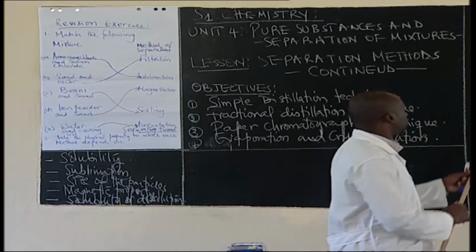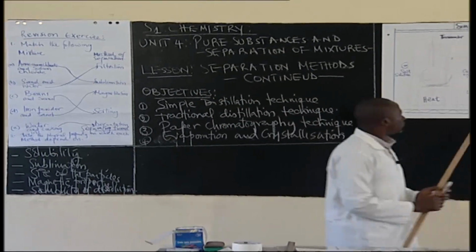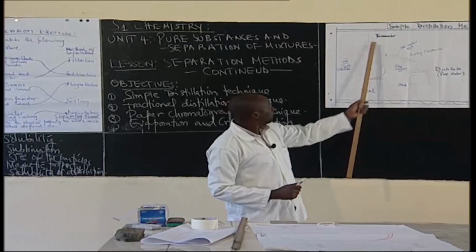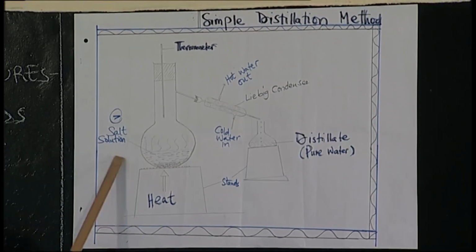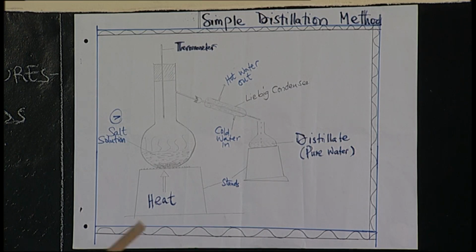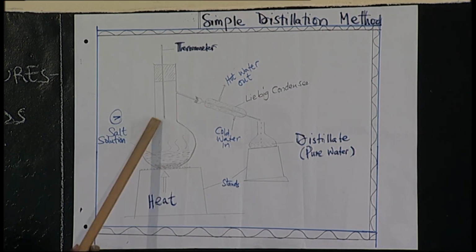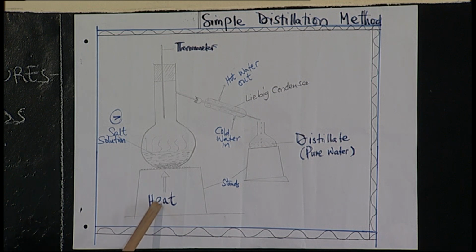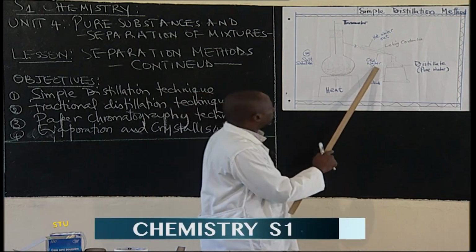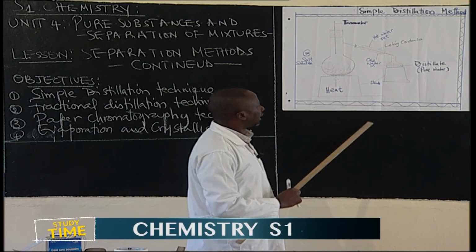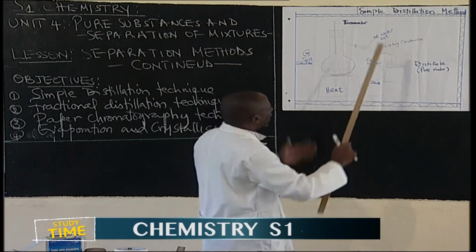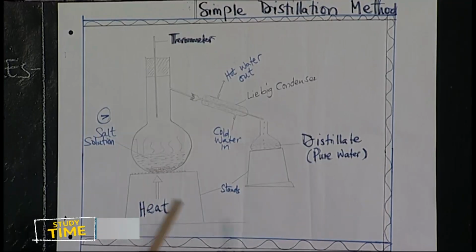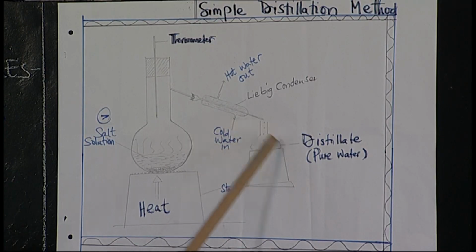In the simple distillation technique, this is the diagram that we have here. We have the salt solution, we have the flask here, and then we have the heat. This flask is connected to the Liebig condenser. The cold water is entering, and the hot water is getting out of the Liebig condenser. Then we have the distillate, which will be the pure water.